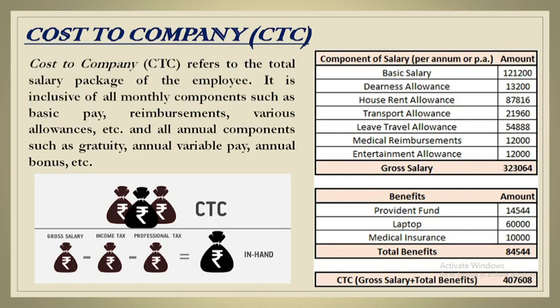Cost to company, CTC. Cost to company, CTC, refers to the total salary package of the employee. It is inclusive of all monthly components such as basic pay, reimbursements, various allowances, etc., and all annual components such as gratuity, annual variable pay, annual bonus, etc.